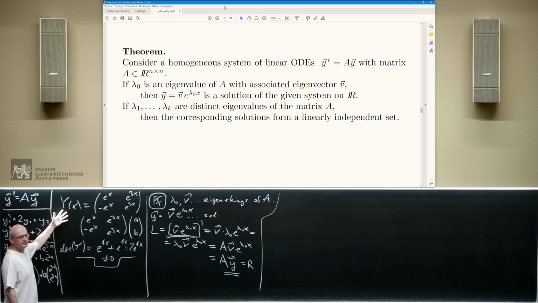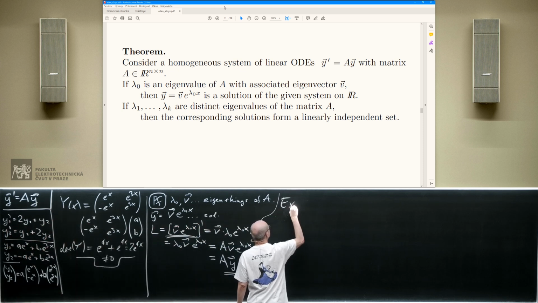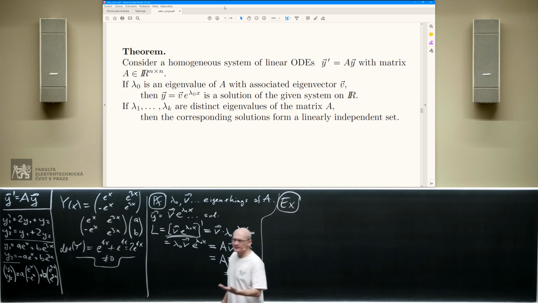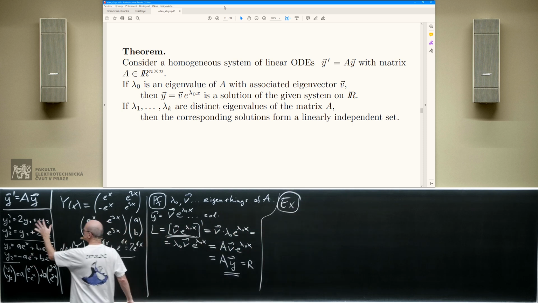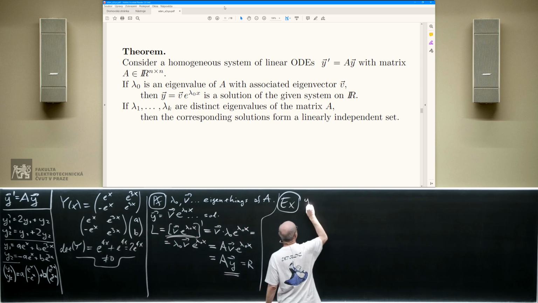Let's have a look at it. We have a nice example over here. So let's try to solve it again as if we didn't see it before. So somebody gives us a system like that. Perhaps I should copy it so that we have it in one place.